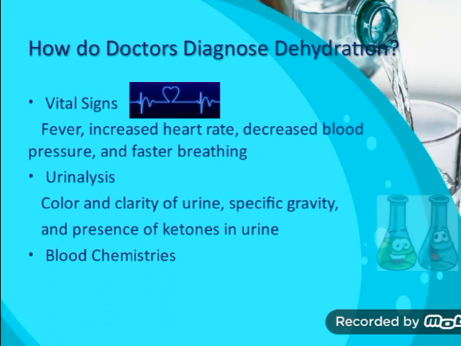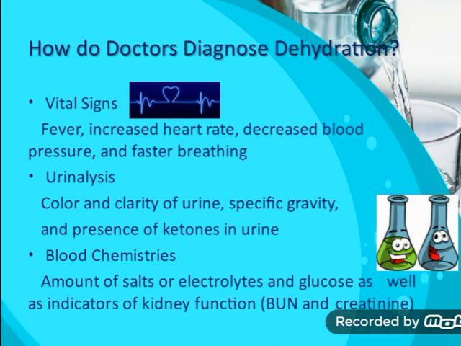Lastly, blood chemistries. The amount of salts or electrolytes such as sodium, potassium, and bicarbonate, and glucose as well as indicators of kidney function, such as BUN and creatinine, may be important to evaluate the degree of dehydration and possible causes. A complete blood count or CBC may be ordered if the doctor thinks an underlying infection is causing the dehydration. Other blood tests such as liver function tests may be indicated to find causes of the symptoms.